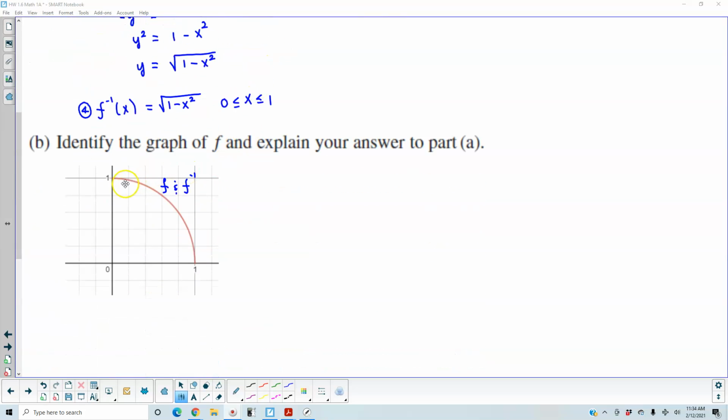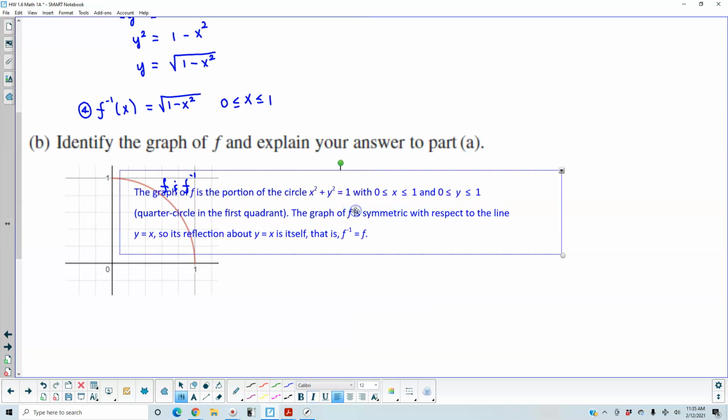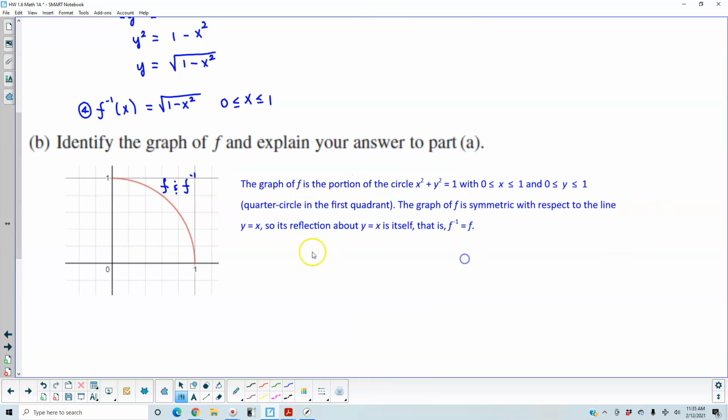Well, we can see here that this is part of a circle. Okay? So the graph of f is the portion of the circle x squared plus y squared equals 1, where x is in between 0 and 1, and y is in between 0 and 1, which is a quarter circle in the first quadrant. The graph of f is symmetric with respect to the line y equals x, so its reflection about y equals x is itself, and that is f inverse is equal to f.